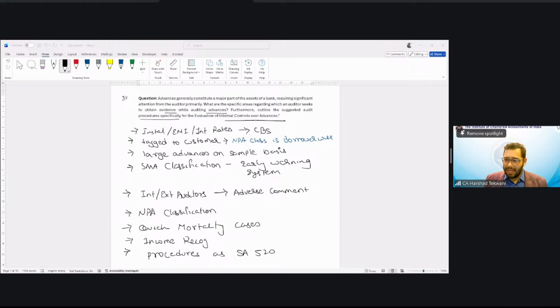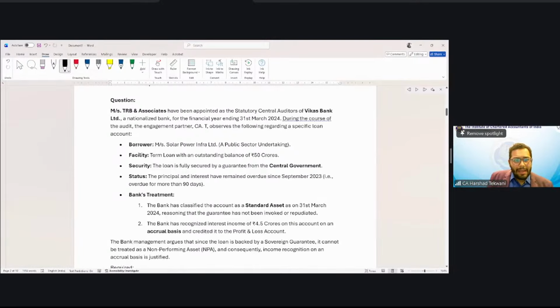This is kind of a case scenario, where you will be required to evaluate the situation. TBR and Associates have been appointed statutory central auditors of Vikas Bank Limited, a nationalized bank, for the financial year ended 31st March 2024. During the course of the audit, the engagement partner observes the following specific loan account. Borrower: Solar Infra Limited, a public sector undertaking. Term loan, outstanding balance 50 crores. Fully secured, guaranteed by the central government. Principal and interest remained overdue since 2023, that is, overdue for more than 90 days.